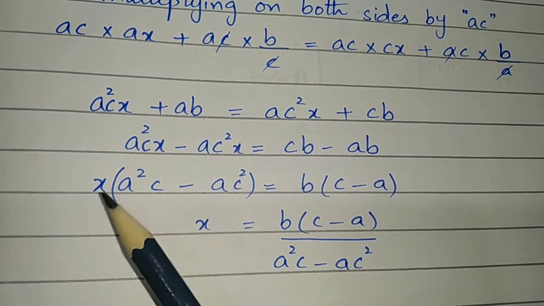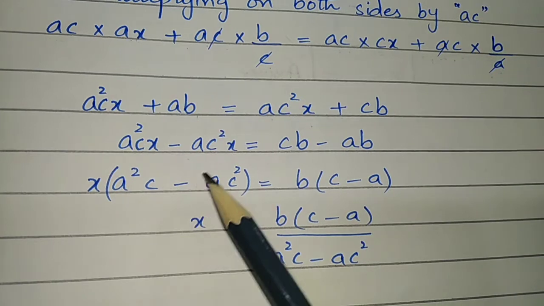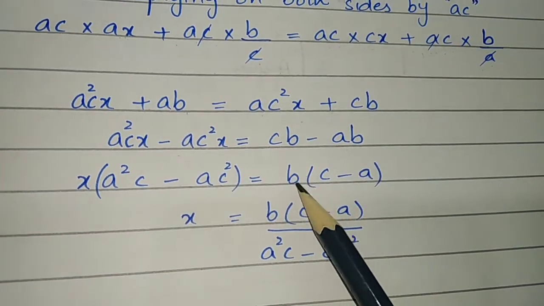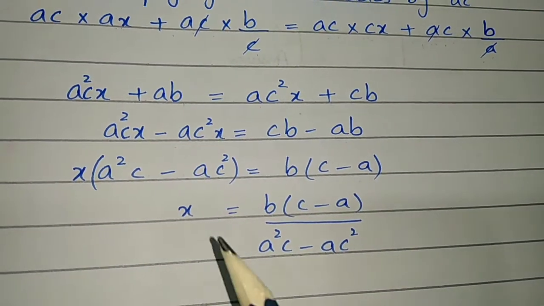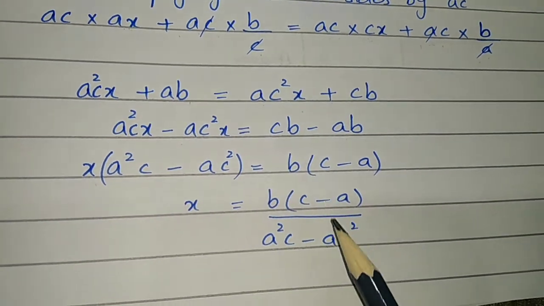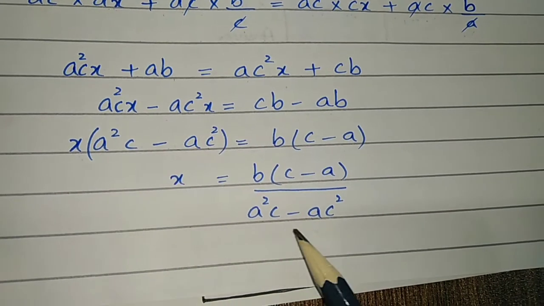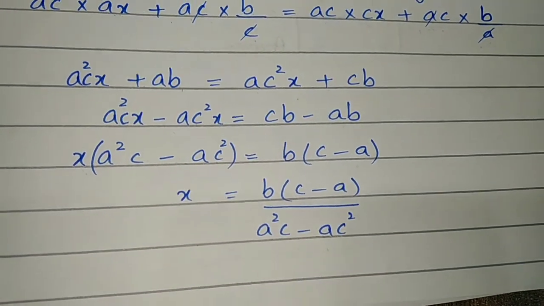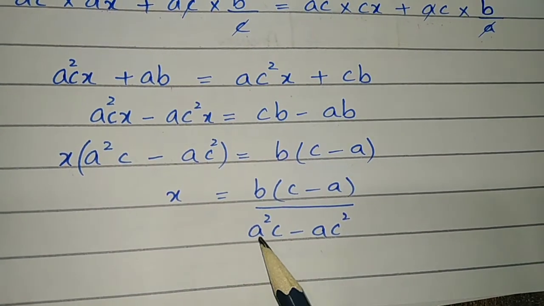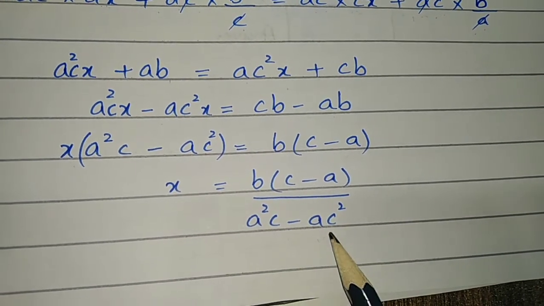Now you have to take x as common because we have to find the value of x. So x into (a square c minus ac square) equals, taking b common, b into (c minus a). We have to find the value of x, so this factor is multiplying with x, and it will be divided on the right hand side. So x equals b times (c minus a) over (a square c minus ac square). Now you can see that there is something common in this expression. You can take ac as common and you will get the remaining term in the bracket as a minus c.